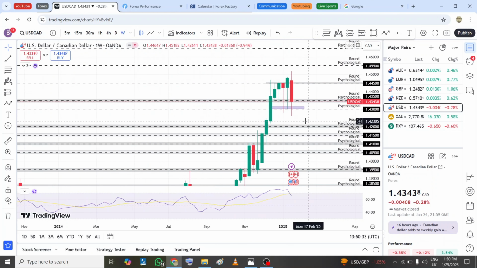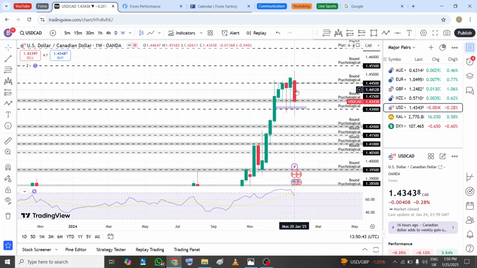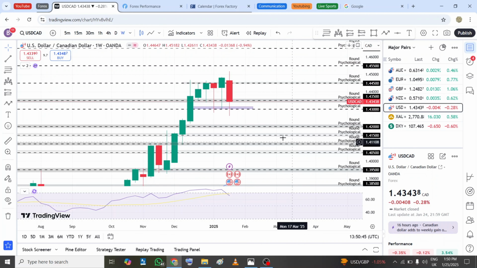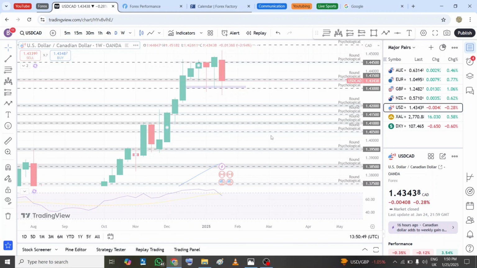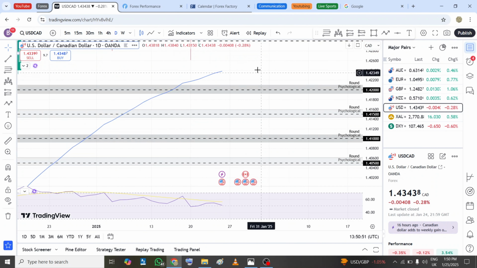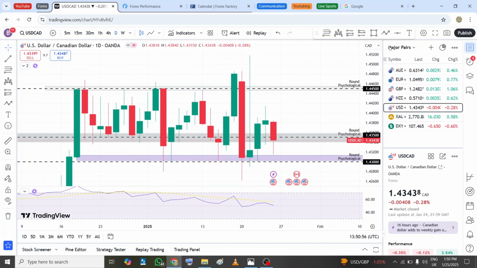Okay, this is nice. Now we have one weekly candle consuming four of the previous week's candles. That means a strong selling power. So we should be looking for sales. Okay, let's come to the daily. Now the daily looks like it's bearish to me. Let me show you why.